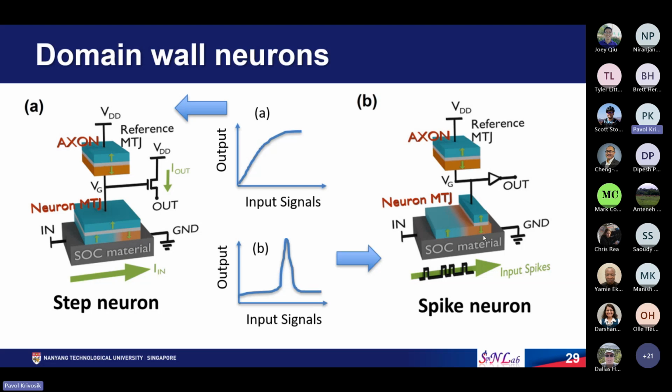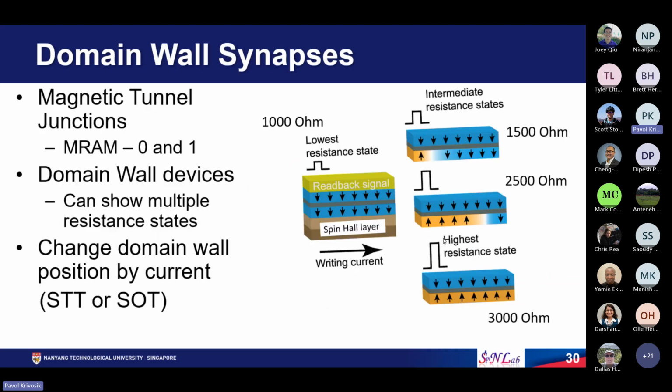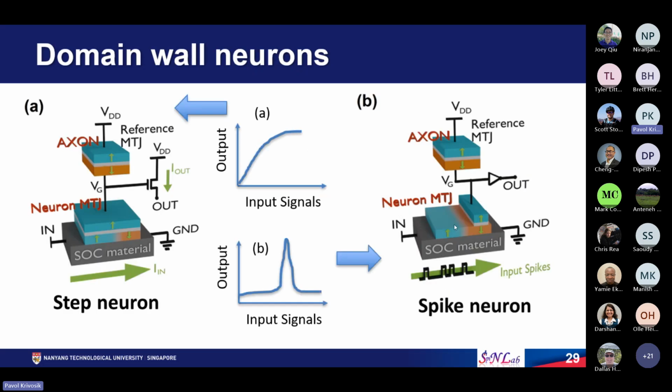Then there's also another type of neuron called spike neuron. In this case, your free layer has more area than the reference layer. Reference layer is only at the right edge of the device. So you have a reference layer, you have a barrier, then you have free layer. And when you send a current through the free layer, you move the domain wall from left to right, for example. In this case, when the domain wall moves from left to right until it reaches this point, the resistance of this device is not going to change. So you'll see that output doesn't change for a long time.